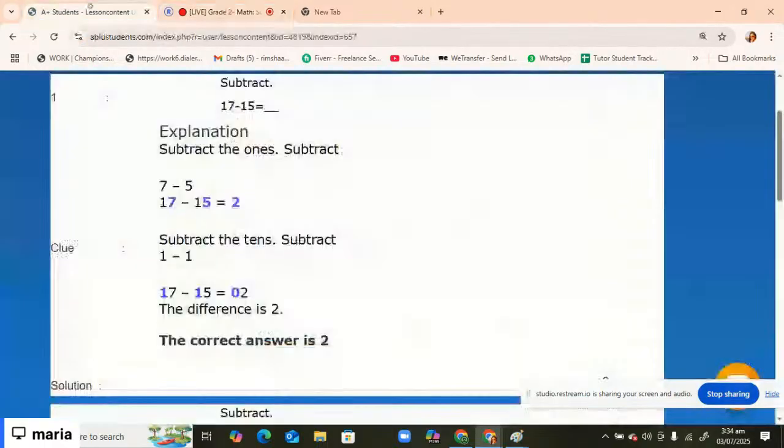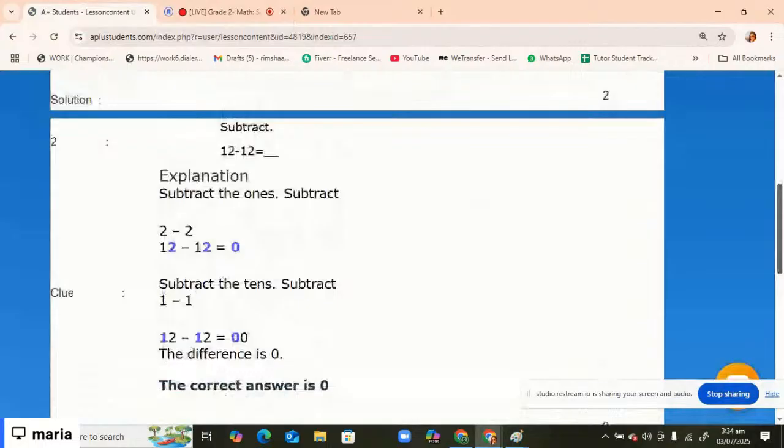Now let's discuss. So here are 12 minus 12. There are two same numbers. Remember one thing, if you are subtracting with the two same numbers, the answer should be 0.